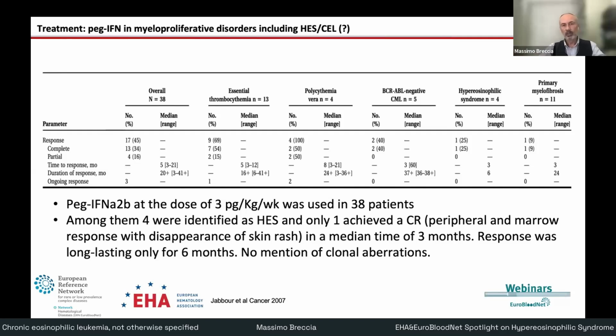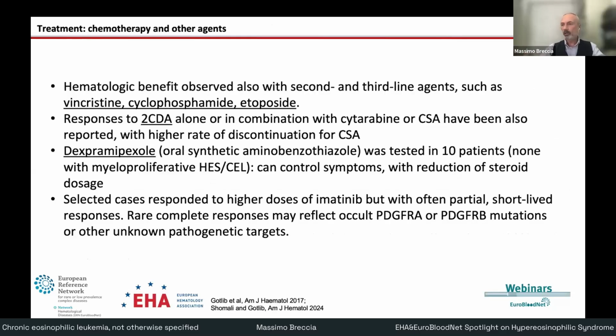So we have no information about the possible final diagnosis. In patients refractory to all these drugs, we can also use chemotherapy. Hematological benefit has been observed with drugs such as vincristine, cyclophosphamide, etoposide, or 2-CDA in combination with cytarabine or cyclosporine. But only selected cases responded to imatinib at the increased dose, usually with a short-lived response.